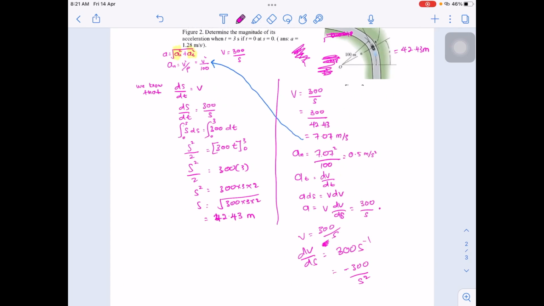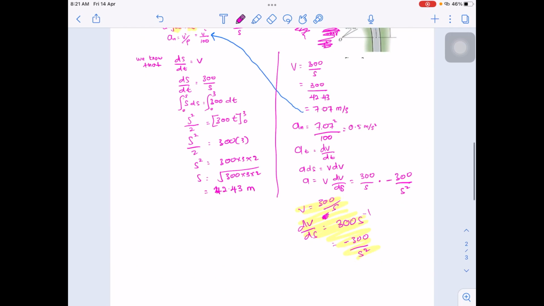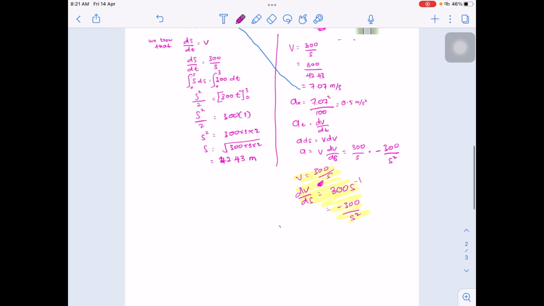Just a simple differentiation. Okay, dV over ds, you masukkan balik ke dalam equation yang atas tu. You dapat 300 over S darab dengan negatif 300 over S squared. So masukkan S is equal to 42.43 dalam ni. So yang ni adalah A tangent.